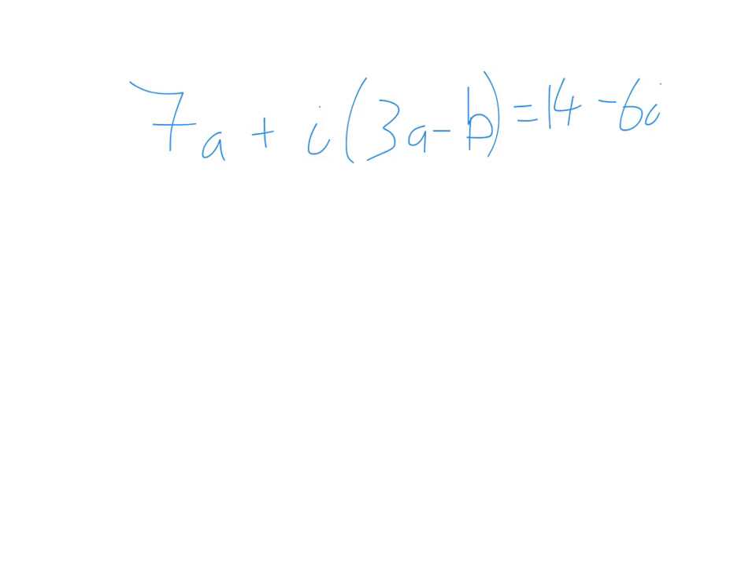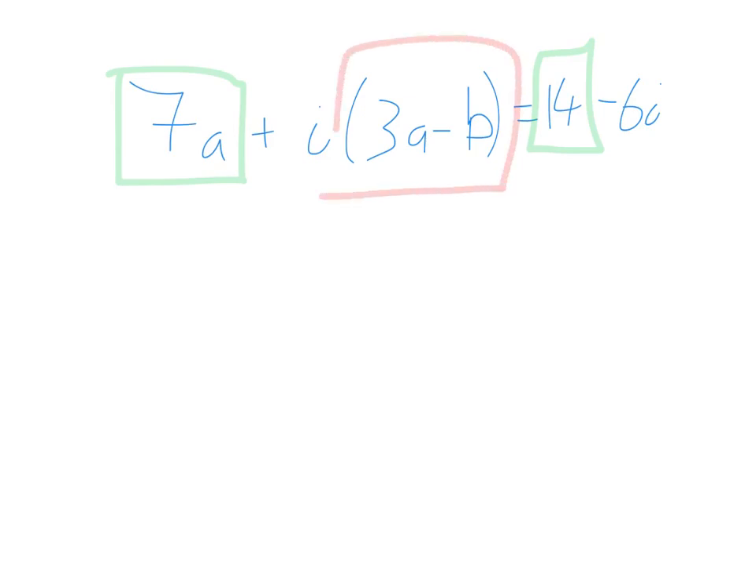We've got to realize that the real number on the left hand side is going to be equal to the real number on the right hand side. So 7a on the left hand side is going to equal 14 on the right hand side. Now the reason why this one looks a little bit different is because the imaginary number on the left is written out a bit differently. 3a minus b is the imaginary part, and like before this is all multiplied by i, but it's just recognizing this whole bracket here is the imaginary number, and it's not just one number next to the i, it's two terms. Then on the right hand side, minus 6i is the imaginary number.